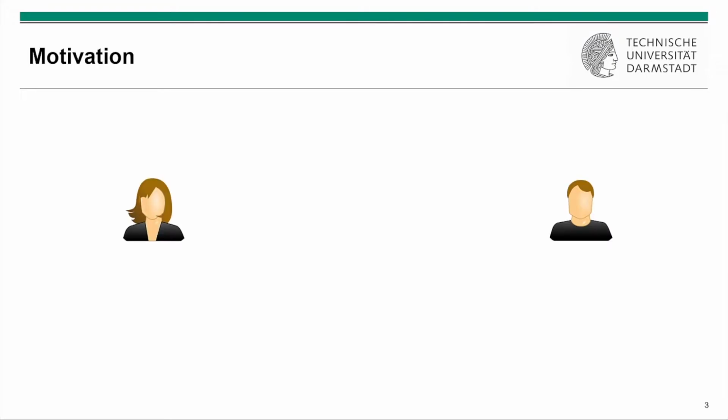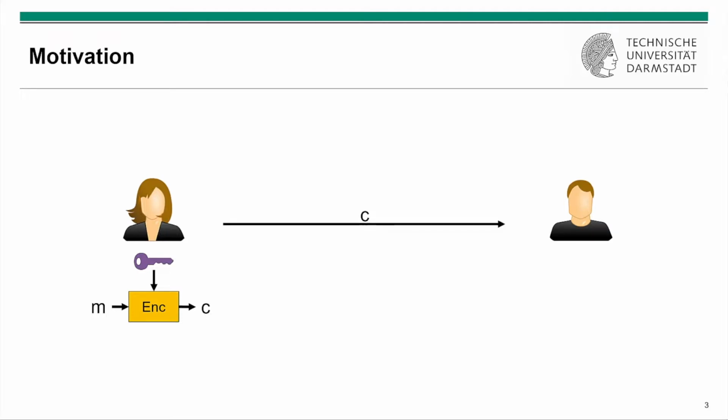We look into public key encryption schemes where we have two parties, Alice and Bob. When Alice wants to send some message M to Bob, she will use the public key of Bob and encrypt the message with it to get some ciphertext C. She will send over the ciphertext C to Bob, and Bob will use the corresponding secret key to decrypt the ciphertext to get the message M.